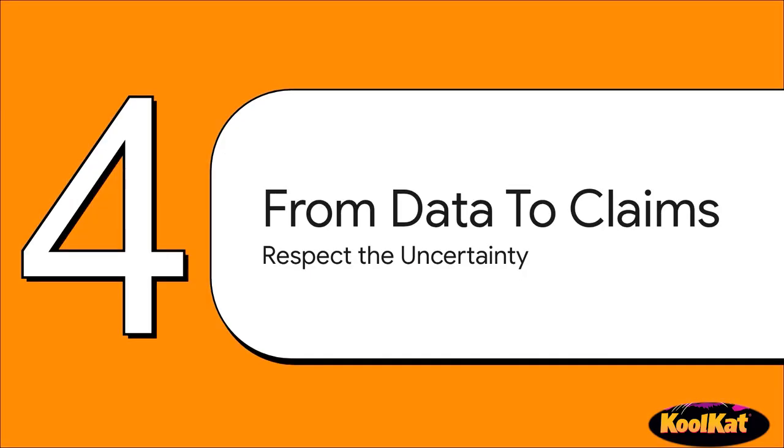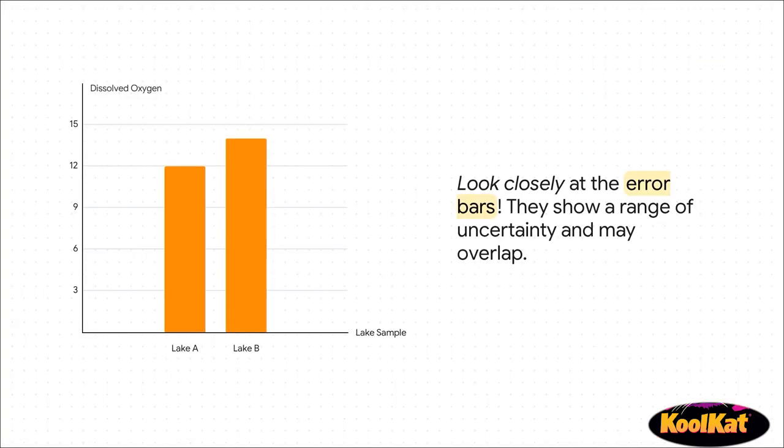And now, we get to the most important part of all. I mean, crunching numbers is one thing, but what the GED really wants to know is, can you turn those numbers into a solid, valid, scientific claim? This is all about learning to respect the uncertainty in your data. Okay, take a look at this bar chart. It's showing the average dissolved oxygen in two different lakes. Now, at first glance, you see Lake B's bar is higher than Lake A's, right? Simple. But wait, look closer.